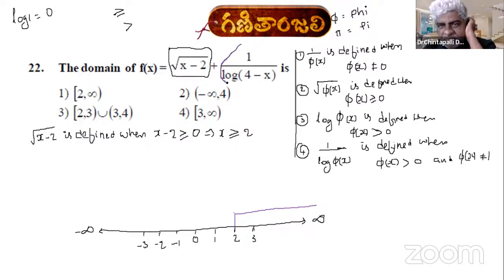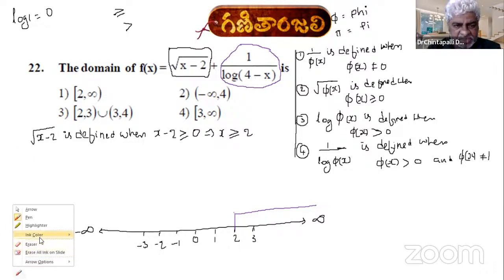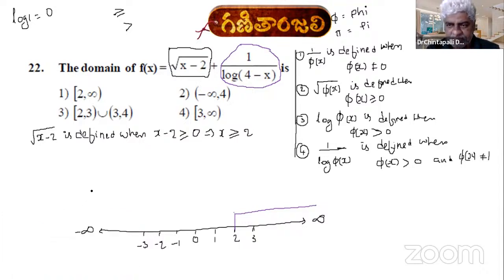What is the second part of the function? 1 over log of 4 minus x. Which formula is suitable? Among these four, the fourth one. Very good. 1 by log of phi of x. That means something by log of phi of x is defined when phi of x is greater than 0. What is in the place of phi of x? 4 minus x.